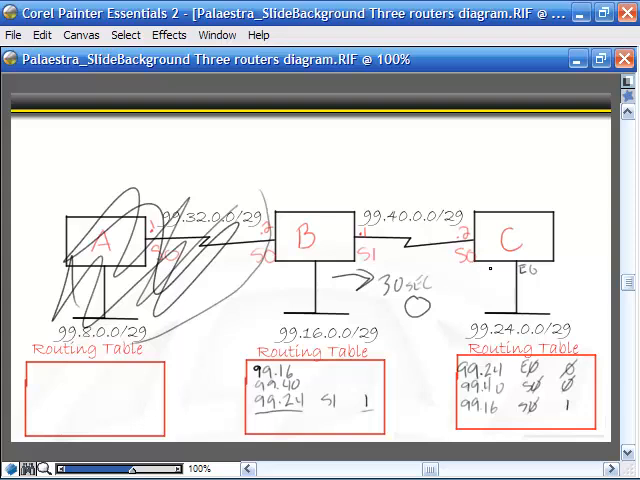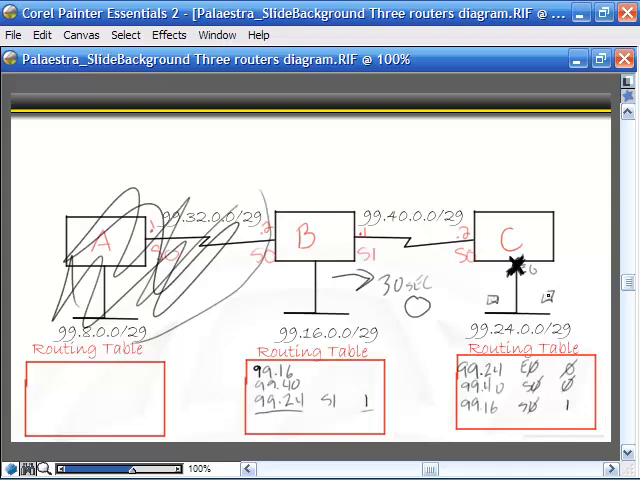Now, the problem. What happens? This link goes down for whatever reason. As I said in another video, somebody can trip over these things, unplug it just to be mean, rodents, whatever. Whatever the case, this connection is down at the router. So no one can get to 99.24 except for the people that are already in the 99.24 network.